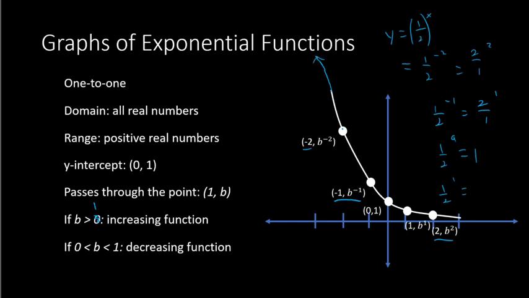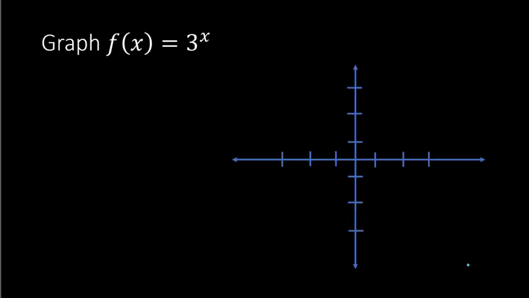So your function will look like this, and that is a decreasing function because it's going down in this manner. The steps we did here, assuming that your b value was 1/2, are what we can do to graph any exponential function.